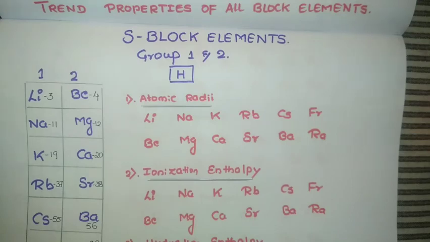Hi everyone. This video is about the periodic trend properties of all block elements. When we start studying the periodic table, the S, P, D and F block elements, we get confused with the periodic trends. What happens to the atomic radii along a period and down the group? Why does it vary? What is the reason, what is the cause? Different questions will appear and it becomes difficult to remember all of those.